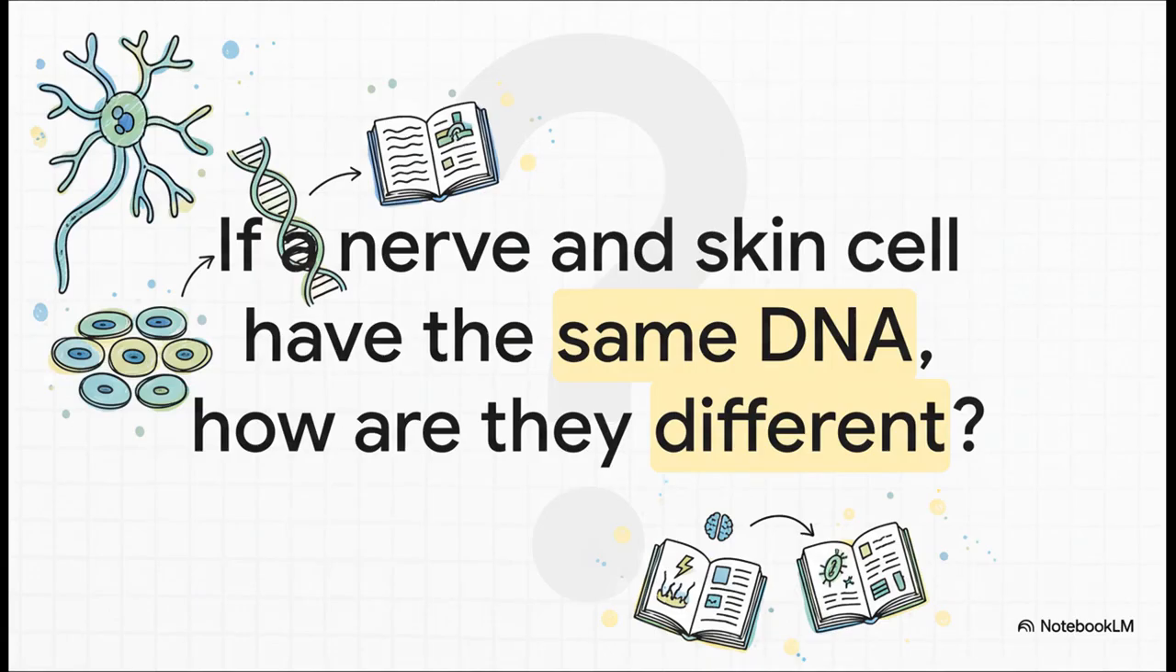And that leaves us with one of the most profound questions in all of biology. If every single cell has the same master cookbook, what is it that tells one cell to only read the nerve chapter while another one only reads the skin chapter? The answer lies not just in the code itself, but in how it's read.